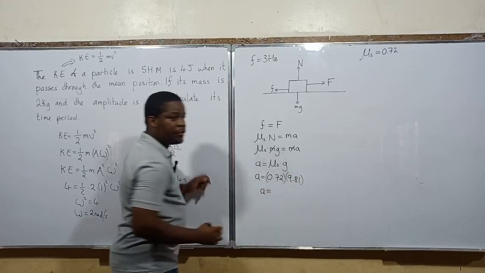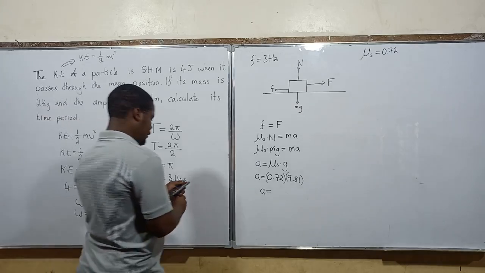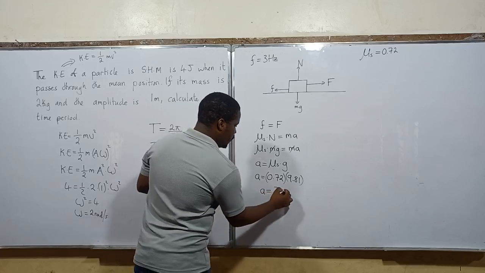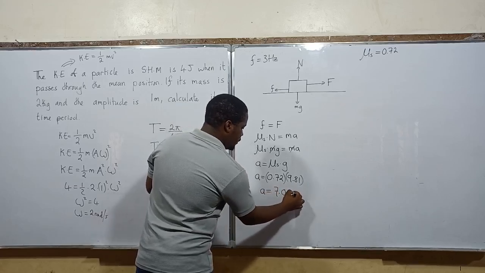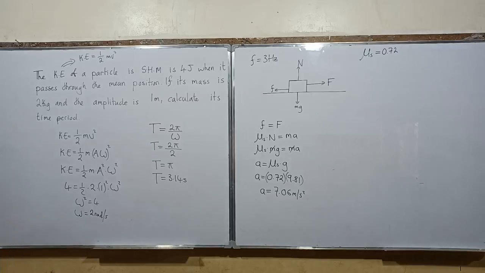What is our linear acceleration? 0.72 times 9.81. I'm getting 7.06 meters per second squared. That is my acceleration. But remember, what do they want in the question? What are we looking for? The question says find the maximum amplitude. Now, there's a formula which connects amplitude and the acceleration.